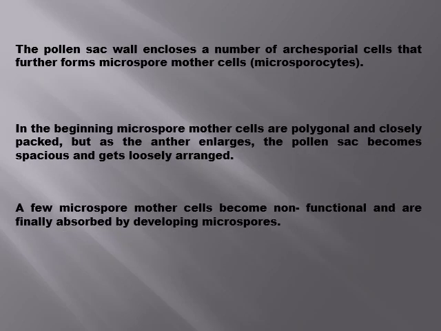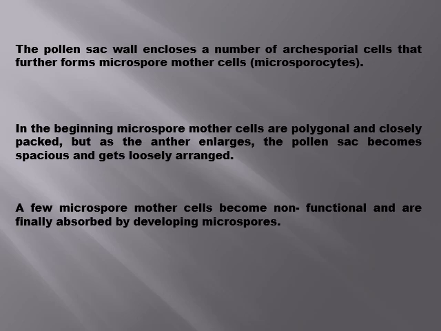The pollen sac wall encloses a number of archesporial cells that further form microspore mother cells. So the function of the archesporial cells is to form the microspore mother cells in the pollen sacs. The microspore mother cells are also known as the microsporocytes. In the beginning, microspore mother cells are polygonal in shape and closely packed. So they are polygonal in shape and very close to each other.